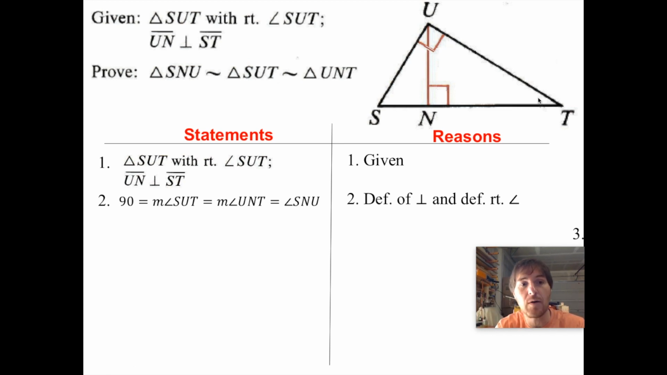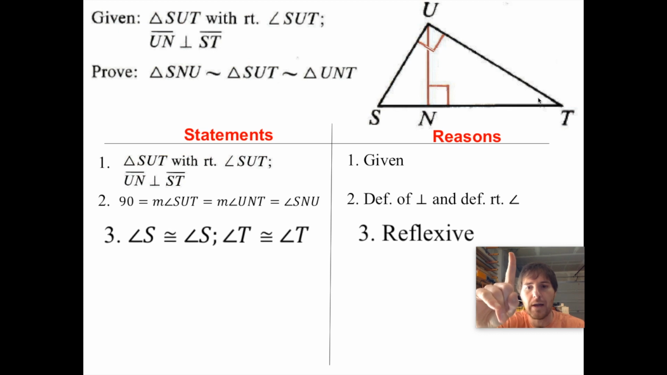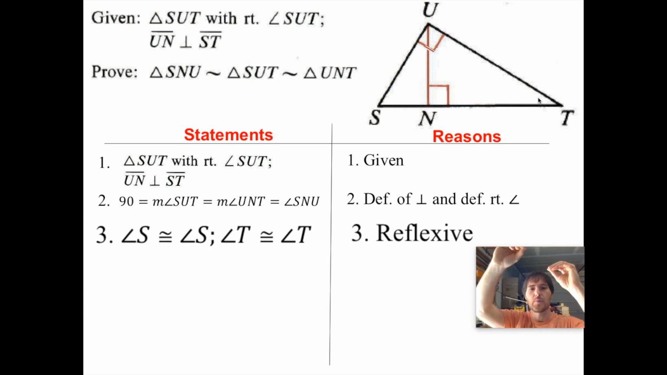So what we need to say now to get this into AA, remember we only have one pair of angles that we've already stated are congruent to one another. We need to get a second one prior to asserting that the triangles are similar by AA. So we're going to say this. We're just going to simply do reflexive.